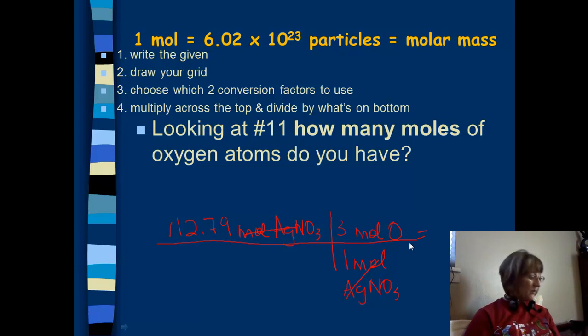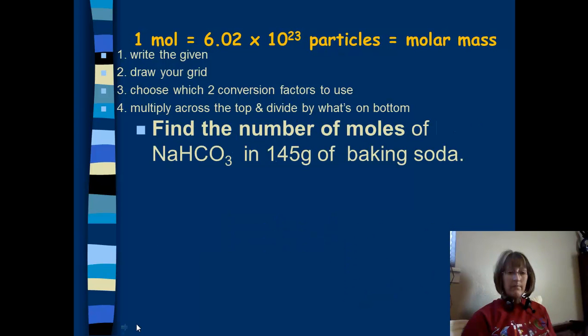So if we take that number and multiply it by 3, we've got something that I need to pop into my calculator. 112.79 times 3, 338.37. What did I say? 338.37 moles of oxygen. Okay, last one.